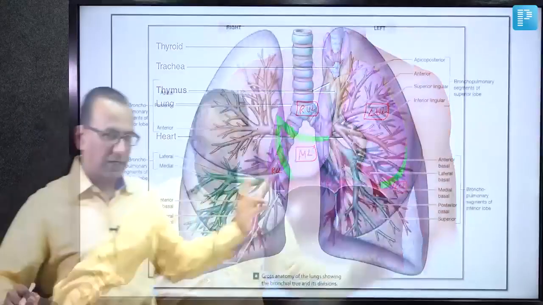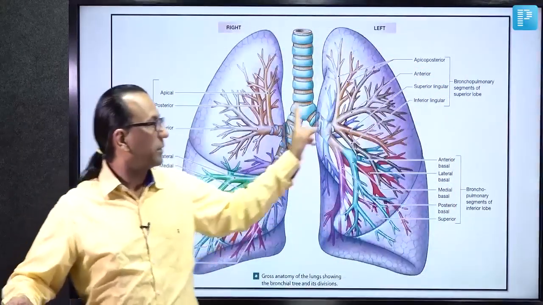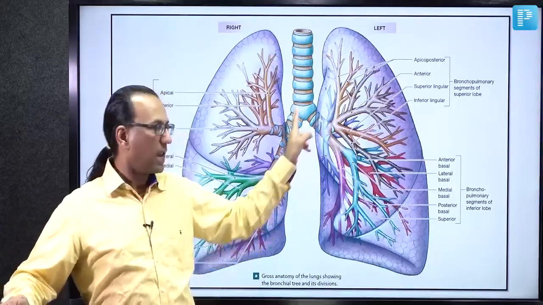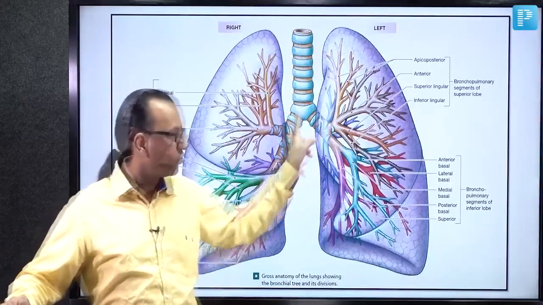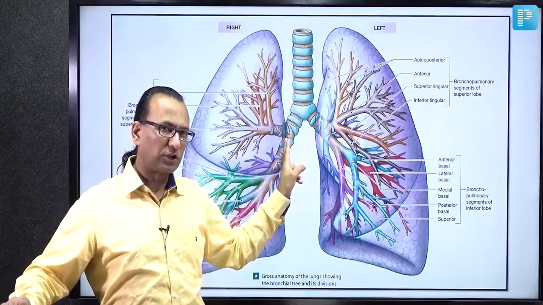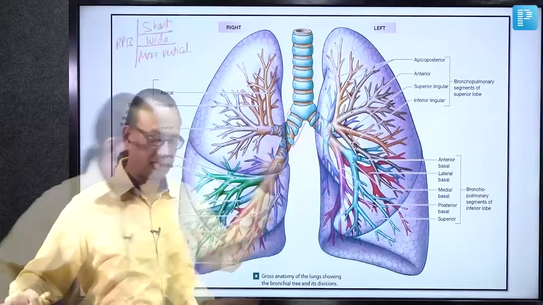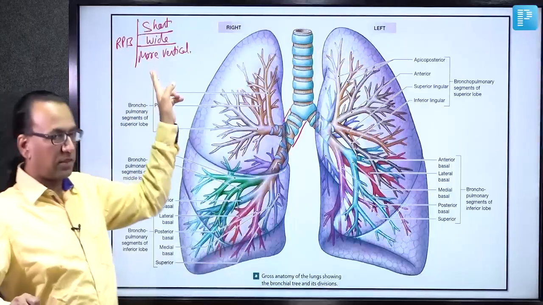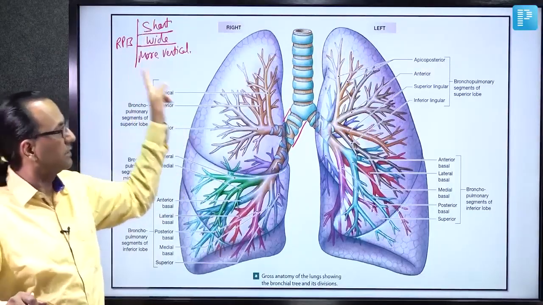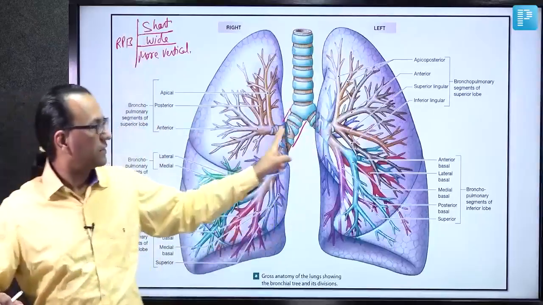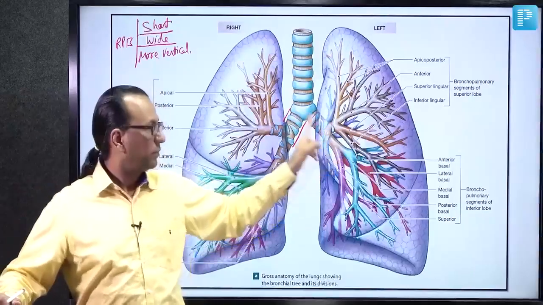Let us find out. Understand that there's a difference between the right principal bronchus and left principal bronchus. The right principal bronchus is short in length, wide in lumen, and more vertical. So there are more chances of foreign bodies entering the right lung as compared with the left. Now this is the first degree bronchus, the principal bronchus.